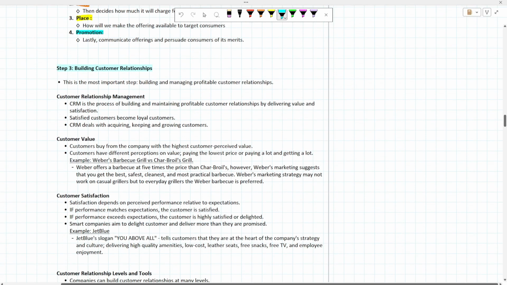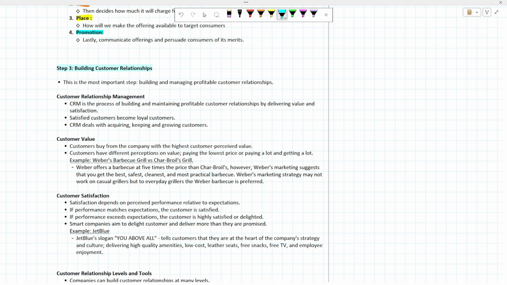So step 3, building customer relationships. This is the most important step, building and managing profitable customer relationships. Customer relationship management, CRM, is the process of building and maintaining profitable customer relationships by delivering value and satisfaction. Satisfied customers become loyal customers. CRM deals with acquiring, keeping, and growing customers.